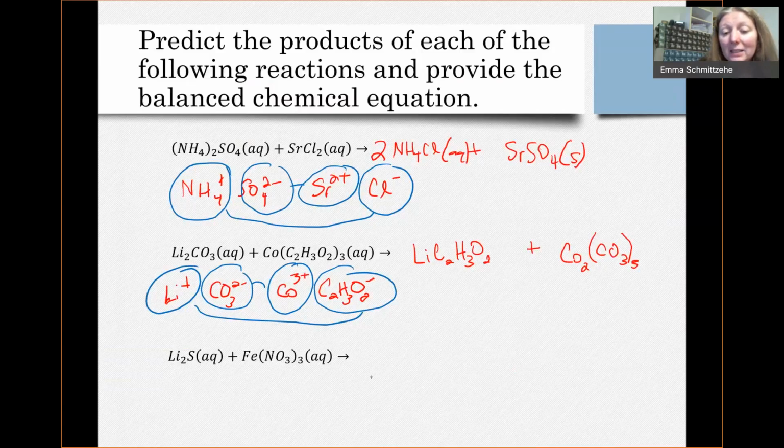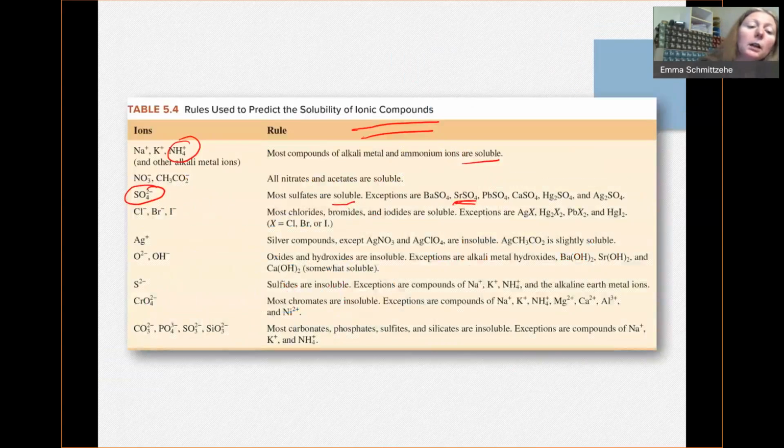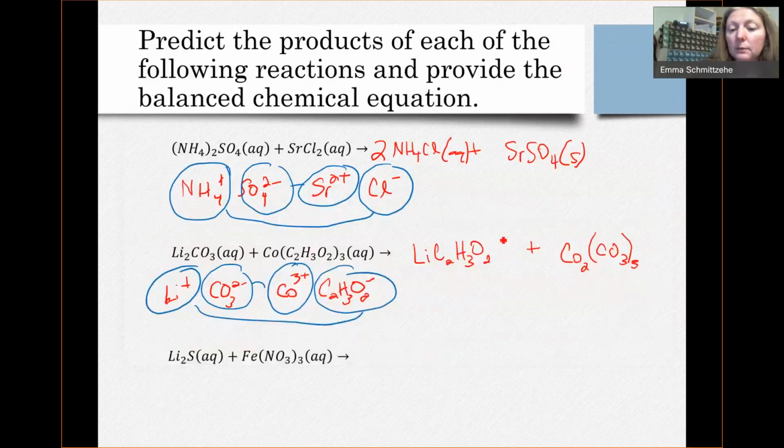I need the phases. So if you went back to the table, then what you see here is you have Na+ and K+ and NH4+, and then it says and other alkali metal ions. Well, that would include lithium, okay, is one of them, and that's soluble. So that one is aqueous.